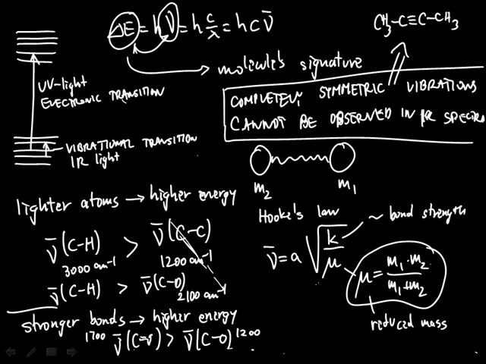Now, in the final subsection of this lecture, we will see how we interpret IR spectra. We will look at some actual experimental IR spectra and try to identify functional groups present in them, and then we'll finish our treatment of IR spectroscopy.